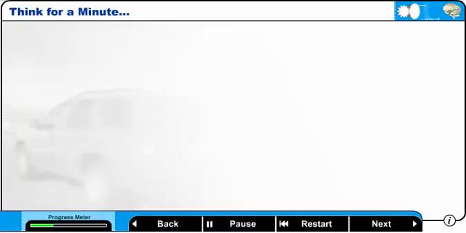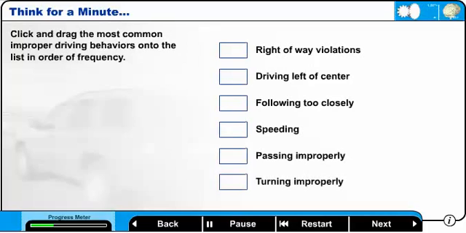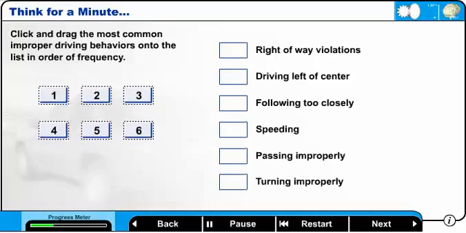Let's think for a minute. What do you think are the most common improper driving behaviors? Click and drag those listed on your screen onto the list in the order of frequency from most frequent to least frequent.